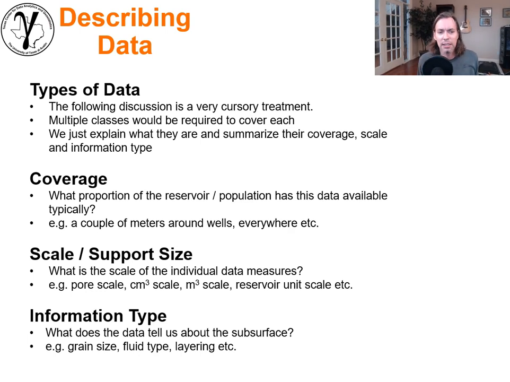We're just going to explain and summarize, but we're going to focus on what I think has the most impact on geostats, data analytics, and machine learning, and that is coverage, scale, and information type. That's what intrigues me the most. Coverage: what proportion of the reservoir, the population, or the subsurface do we have this data available for? How much of it is covered? Is it just a couple of meters around the well at every well? Is it just limited locations within the wellbore? Is it everywhere, the entire subsurface?